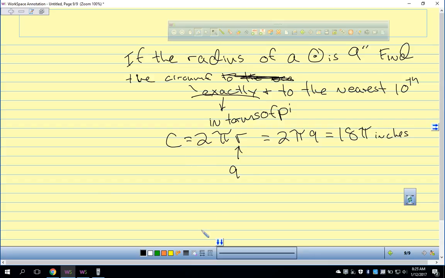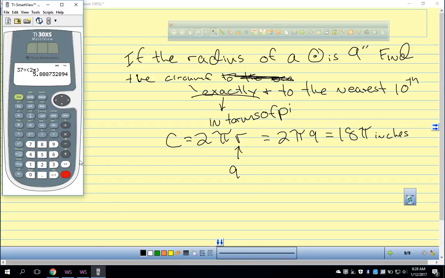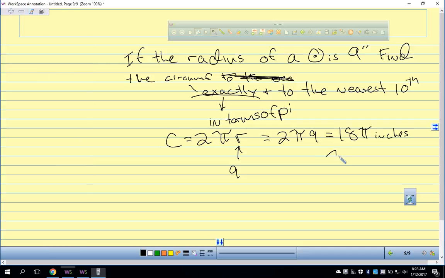Then if I say to the nearest tenth, that's where I take my calculator, and I go 18 times pi. You could just hit the pi symbol, and then you hit enter, and it gives you 56.54. So that is approximately 56.5 inches. Questions about that? Easy enough? It's really important that you know the difference: when they say leave your answer in exact form, or in terms of pi, it means leave the pi in there. If they say round to the nearest tenth, then you go ahead and use the pi button and figure out what it is.